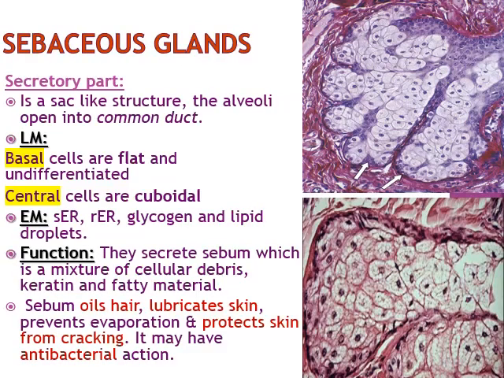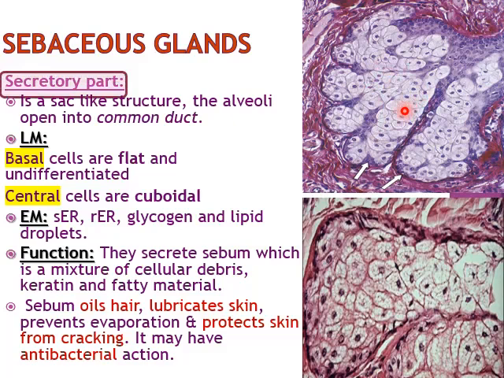As you know, any gland is formed of a secretory part and a duct system. The secretory part of the sebaceous gland is formed of two types of cell. First is the basal cell, which is a flattened cell, and it is considered an undifferentiated cell, which gives rise to or replaces the inner cells. And the central cell, which is, as we see here, a cubical or rounded and vacuolated cell. By electron microscope, this cell is rich in rough endoplasmic reticulum, smooth endoplasmic reticulum, glycogen, and lipid droplets.